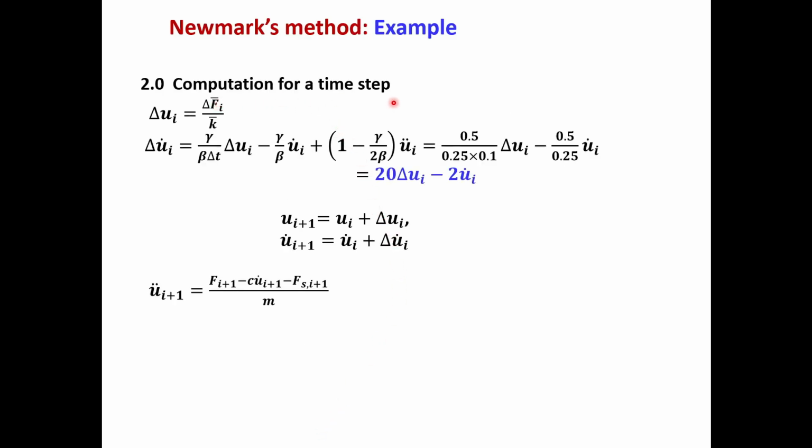So we start the time step size here. We find the increment in the displacement, delta ui bar, equal to delta Fi bar divided by K bar. Increment in the velocity is given by this expression, which can be simplified, and it comes out to 20 delta ui minus 2 ui dot. At the end of this, you get the new values of the displacement, ui plus 1 equal to ui plus delta ui, new velocity u dot i plus 1 equal to u dot i plus delta u dot i. And acceleration in the new time station is obtained from the equilibrium equation, as we have discussed in the previous slide.